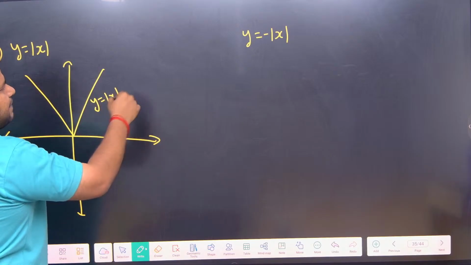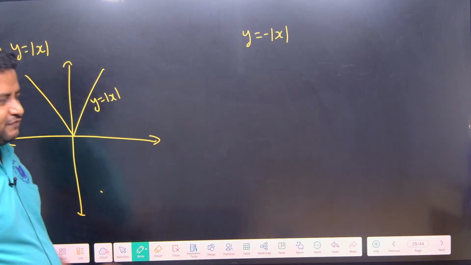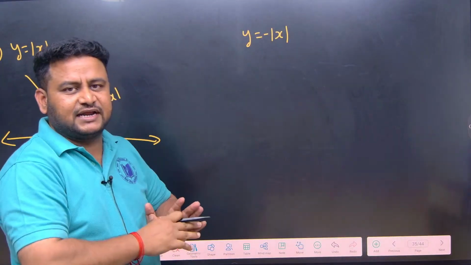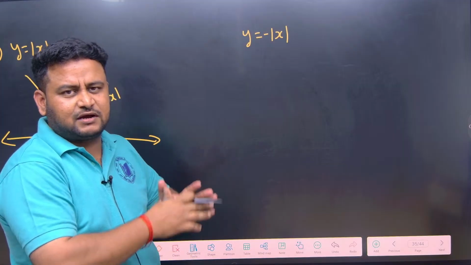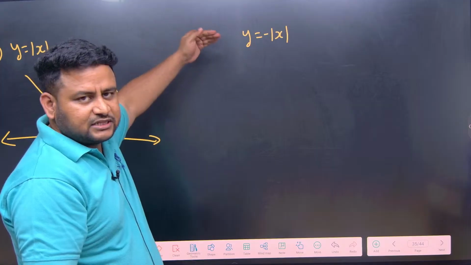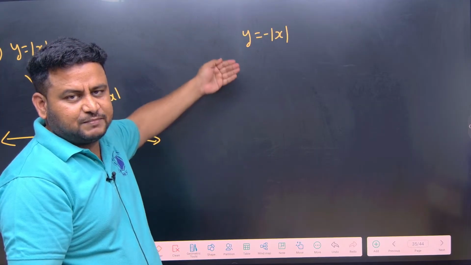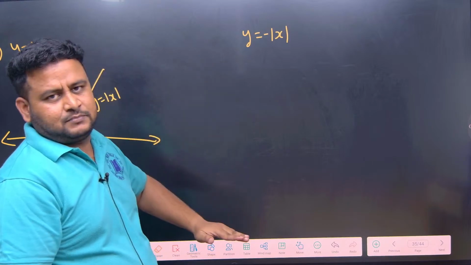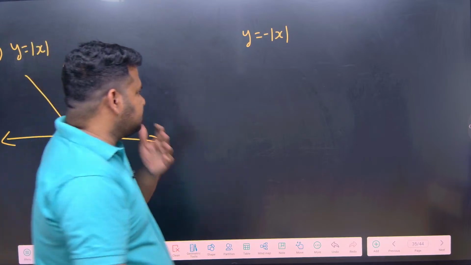Now what happens to y is equal to mod x whenever, for a given graph, you put a minus? It will get inverted. It will become a mirror image, or you can say a water image. That is, if it is at the top, it will become bottom. So whatever is above the x-axis will become below the x-axis. That is what happens.